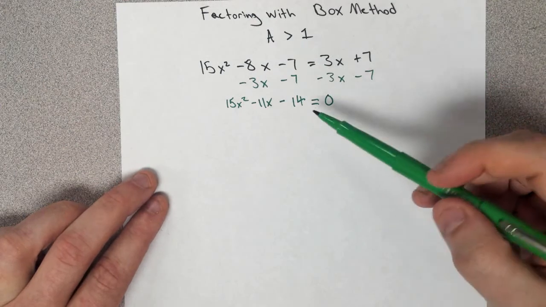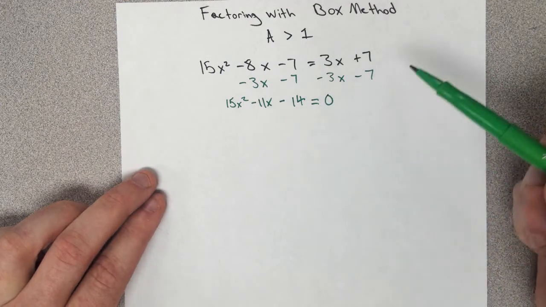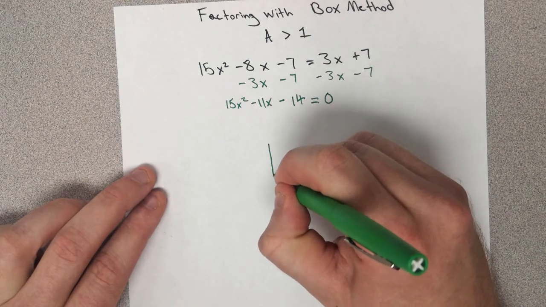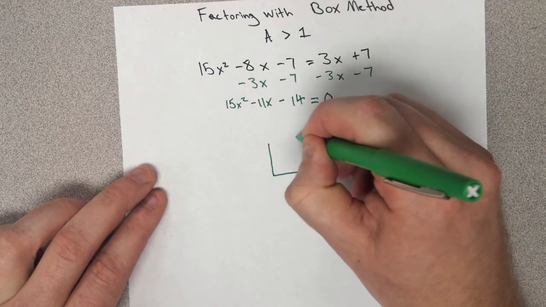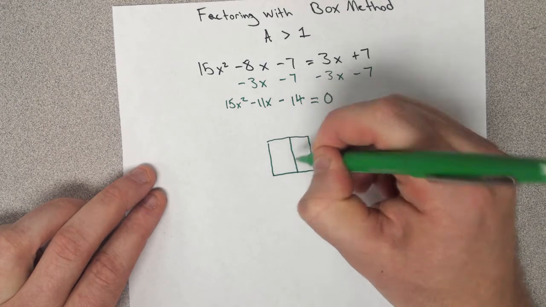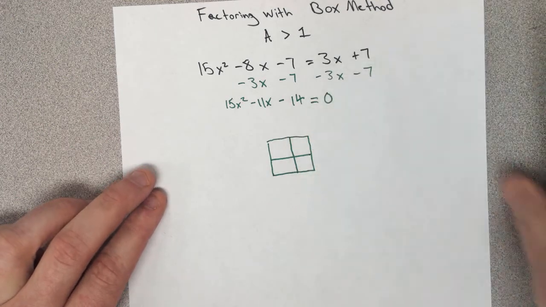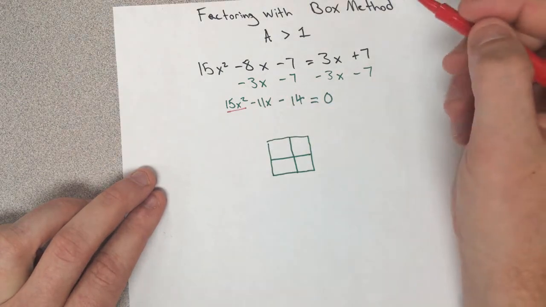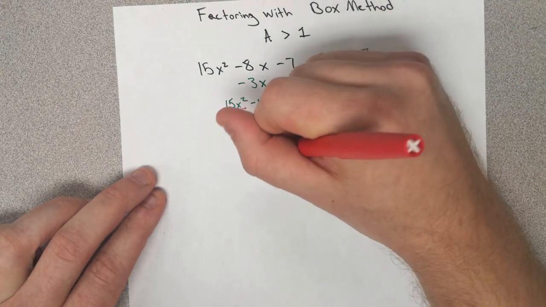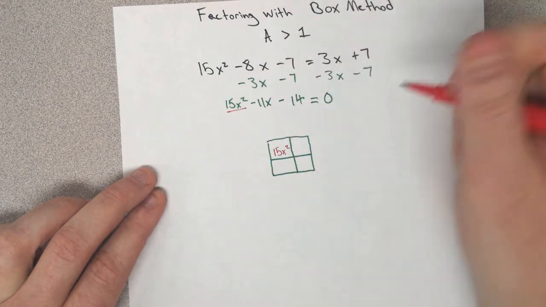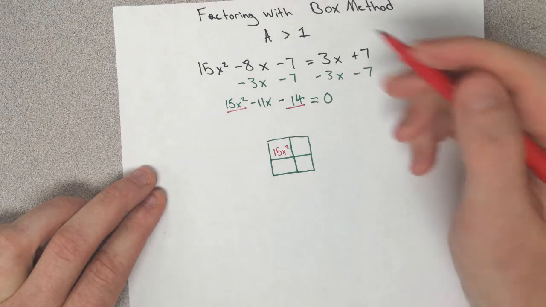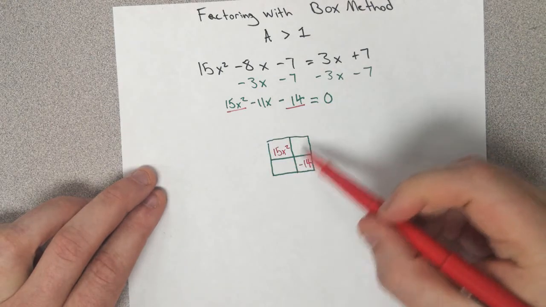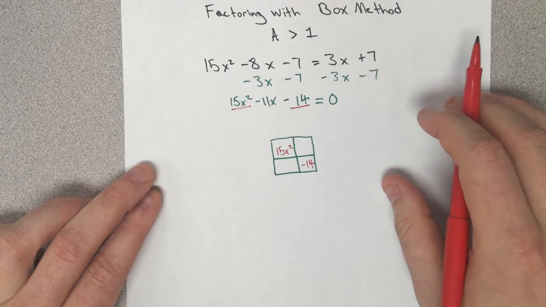All right, now I've got everything set equal to 0, and so I want to start trying to factor it. And so by using the box method, what we would do is we would draw our box, and then the first term of our quadratic equation is going to go into the first panel of the box. The last term goes into the last panel of the box. And now we have to do some work to find out what our x terms are going to be.